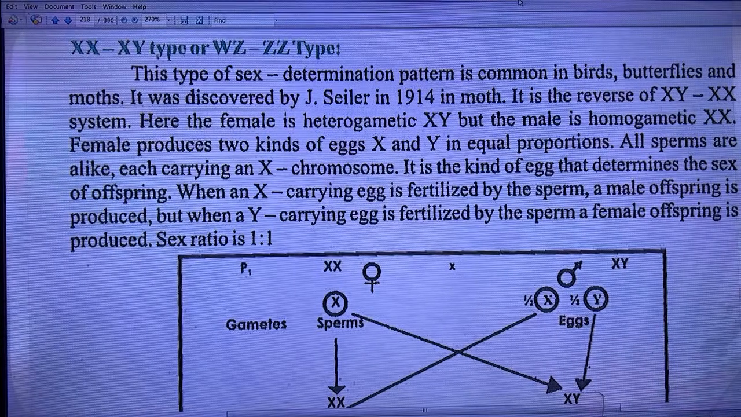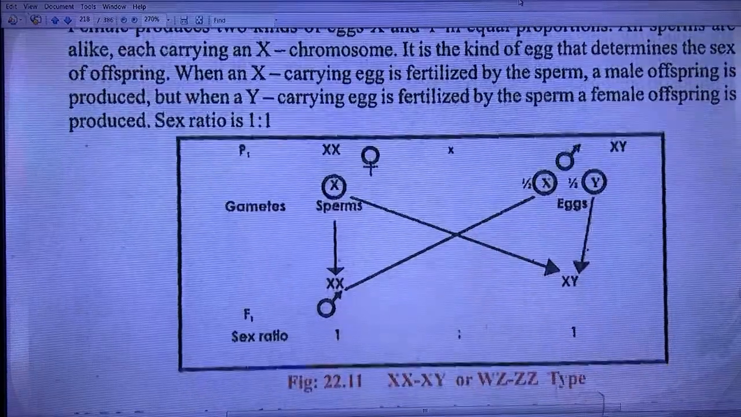Female produces two kinds of eggs, Z and W, in equal proportion. All sperms are alike, each carrying a Z chromosome. It is the kind of egg that determines the sex of the offspring. When a Z-carrying egg is fertilized by the sperm, a male offspring is produced, but when a W-carrying egg is fertilized by the sperm, a female offspring is produced. Sex ratio is 1:1.